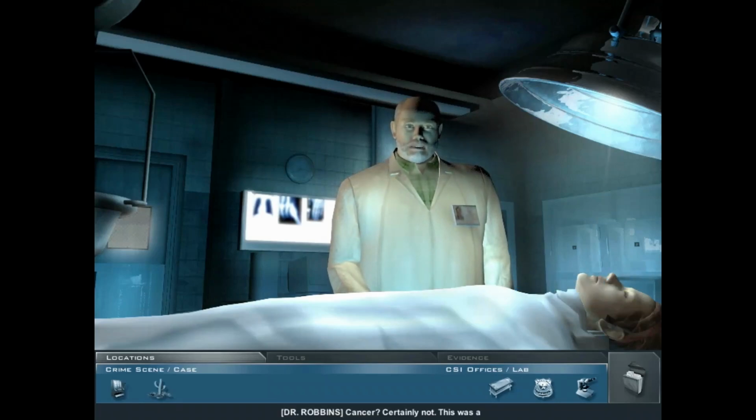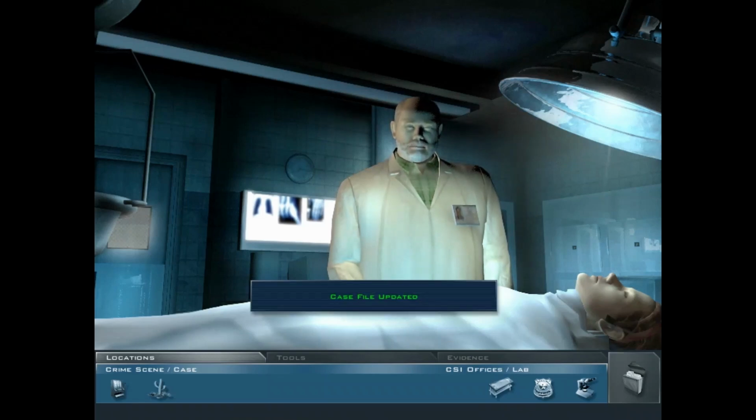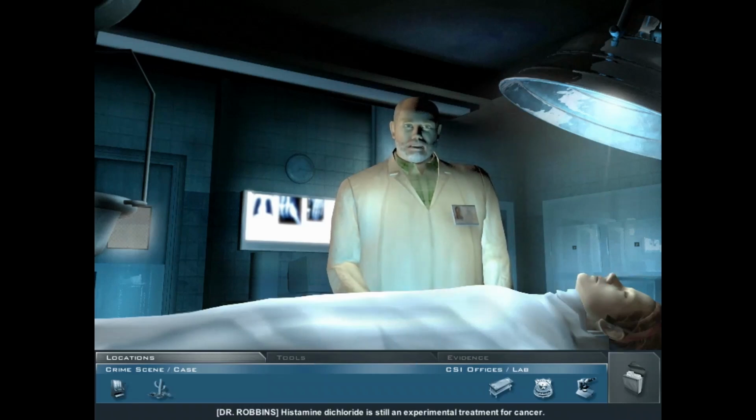Cancer? Certainly not. This was a very healthy young woman, apart from her allergies. First, Maxamine's a trade name. What you mean is histamine dichloride. It can be hard to detect that drug. We all naturally have histamines in our systems. In this case, however, our victim's levels were off the charts, which would have made her hypersensitive to certain allergic environments. A stroll through a garden could have killed her. Histamine dichloride is still an experimental treatment for cancer. Only pharmacists and patients in clinical trials would even have access to it.